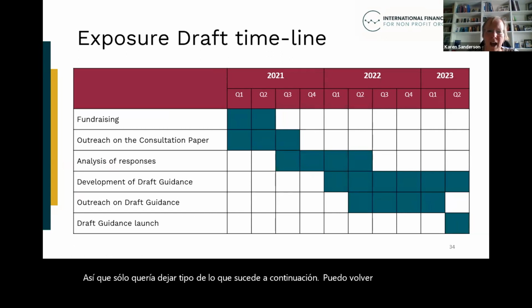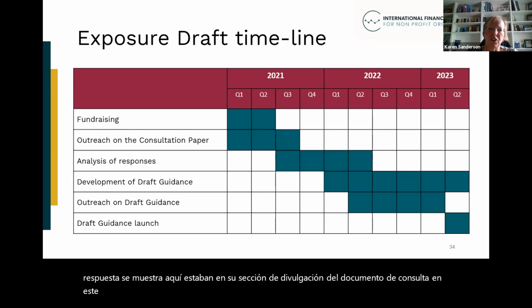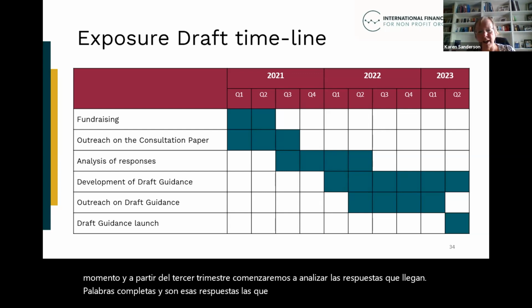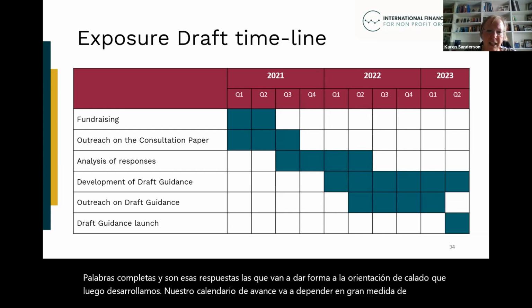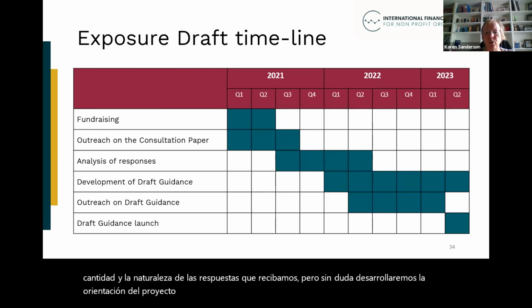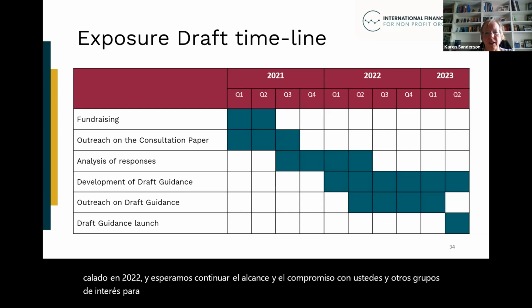So you might be wondering where we are in the process and what happens to your responses. As shown here, we're in the outreach section of the consultation paper at the moment. Starting in Q3, we will start to analyse the responses that come in. It is those responses that are going to shape the draft guidance that we then develop. Our forward timetable will depend very much on the quantity and nature of responses that we get, but we will absolutely be developing the draft guidance in 2022, and we look forward to continuing outreach and engagement with you and other interest groups so that we can continue to get input as we go forward.